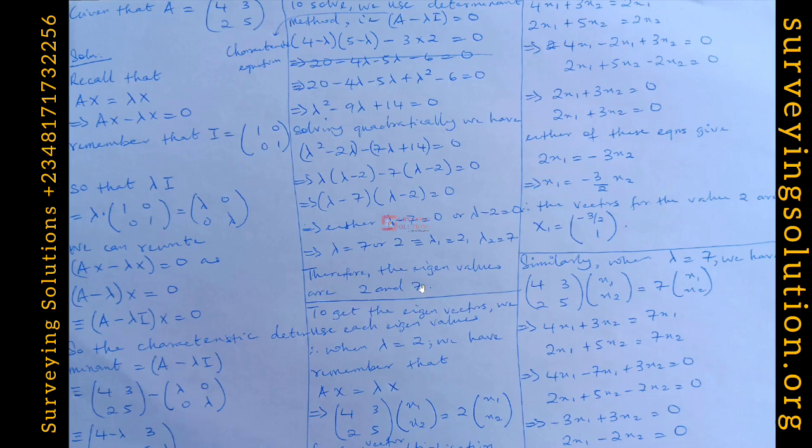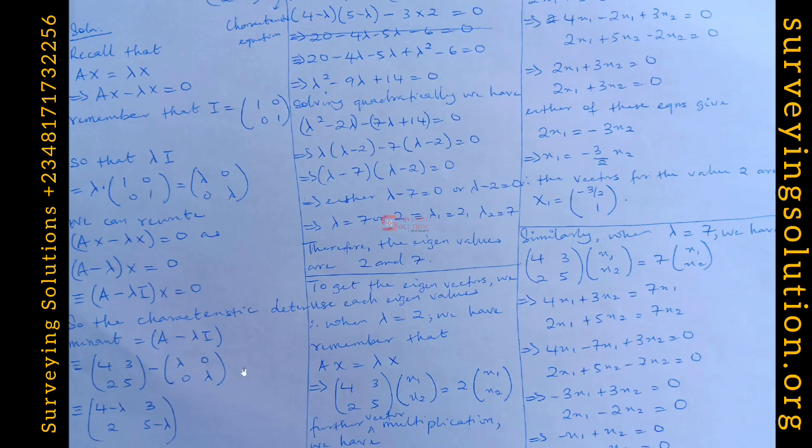Now, since we have gotten the values, let's now get the vectors. To get the vectors, we use each value. Right, good. So by using each value, we are going to start with 2. So when lambda is equal to 2, let us remember that we have Ax equal to lambda x.